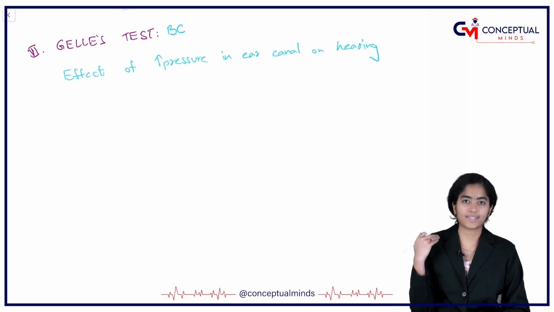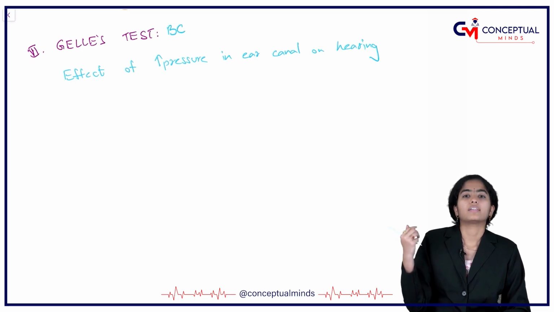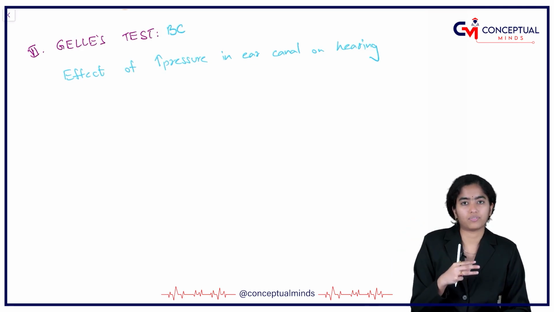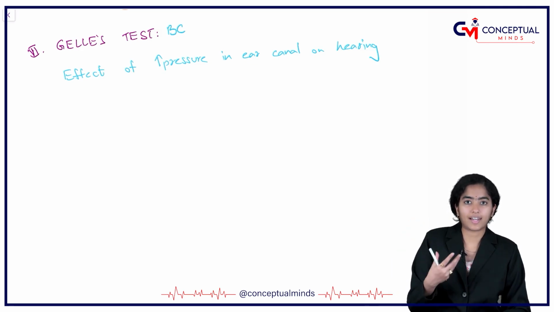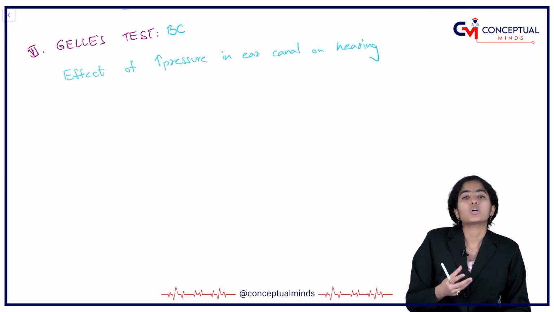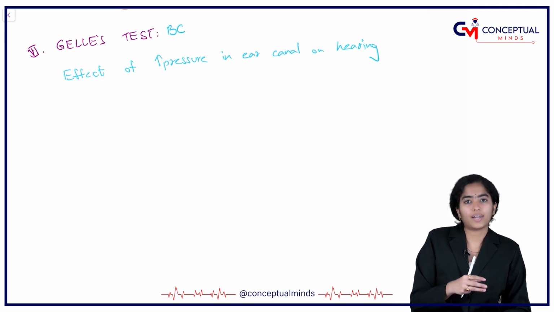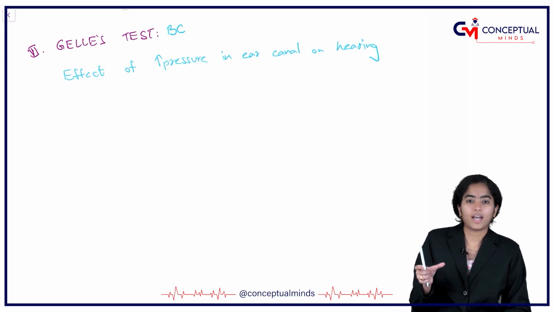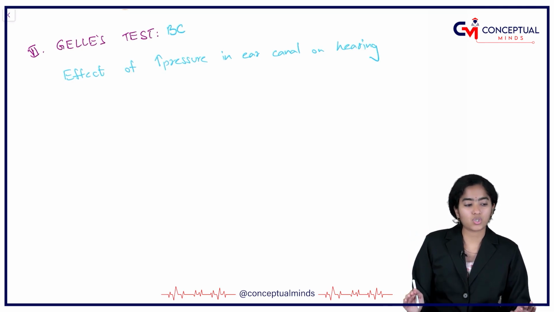Normally, when the pressure inside the external auditory canal increases, the tympanic membrane is pushed inwards and all the ossicles are also pushed inwards. So the tympanic membrane pushes the malleus, incus and stapes, and the stapes footplate is also pushed inwards. So the inner ear, the intralabyrinthine pressure increases. When the intralabyrinthine pressure increases, the basilar membrane becomes immobile and so hearing is reduced. This happens normally.